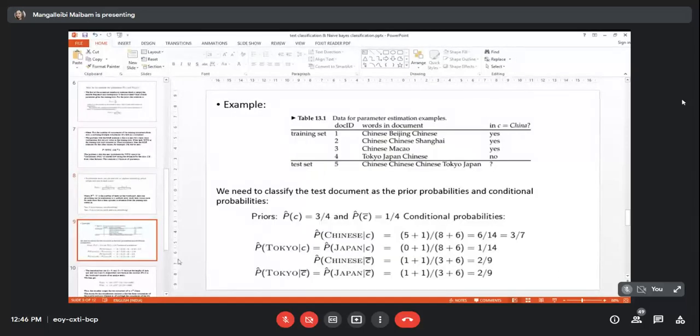Okay, here. So this 8, do you know why this 8 comes here? This is nothing but the document length of the China class. In the China class we have 3 documents: the first document contains 3 terms, the second document contains 3 terms, and the third document contains 2 terms. So you just add all these terms, irrespective of whether they are repeated or not. 1, 2, 3, 4, 5, 6, 7, 8. So 8 comes here.